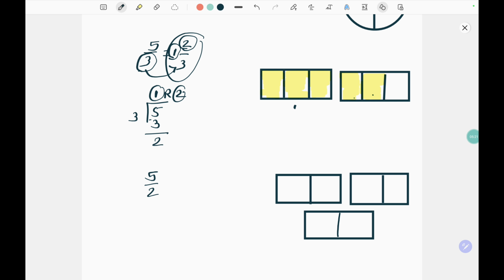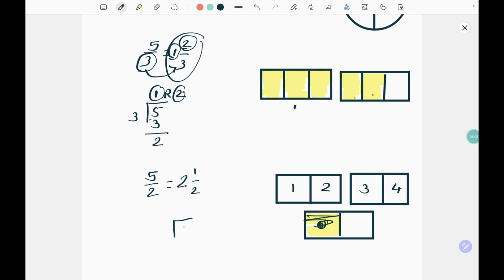So here each rectangle I divide into two parts. How many parts do we need? 5 parts. Let's say here 1, 2, 3, 4. If we use the whole two rectangles, we get 4 parts, but we need 5 parts. So one more part we get from the third rectangle. So 2 rectangles we use whole, so 2 whole, and from the third rectangle we use only 1 part, which we take as a fraction, 1/2. So 2 whole and a half is the mixed number answer.